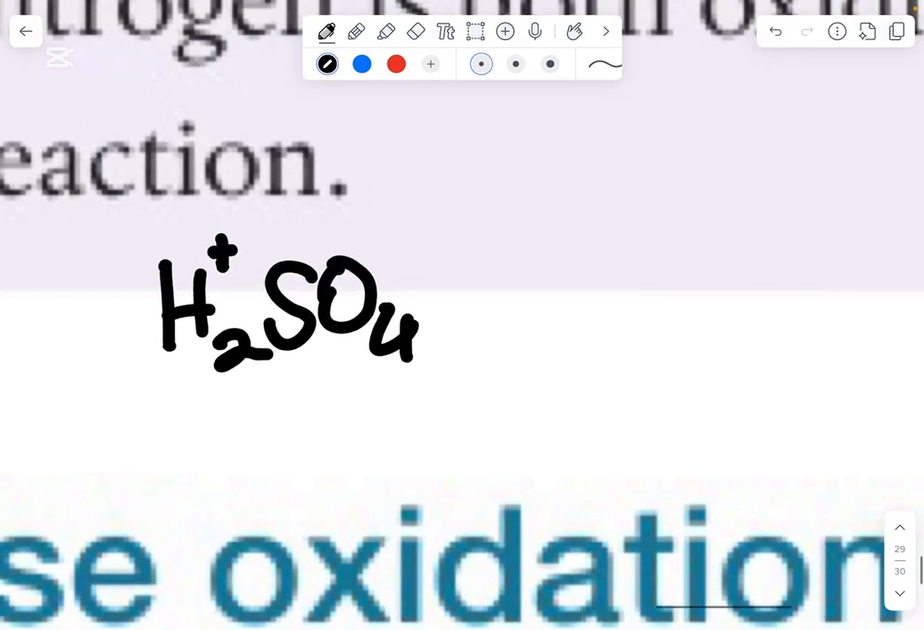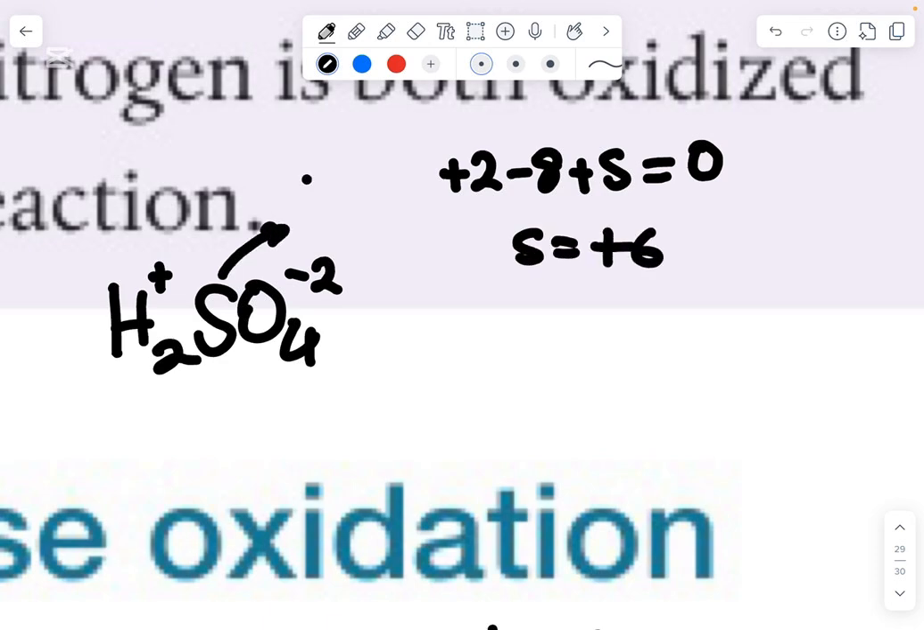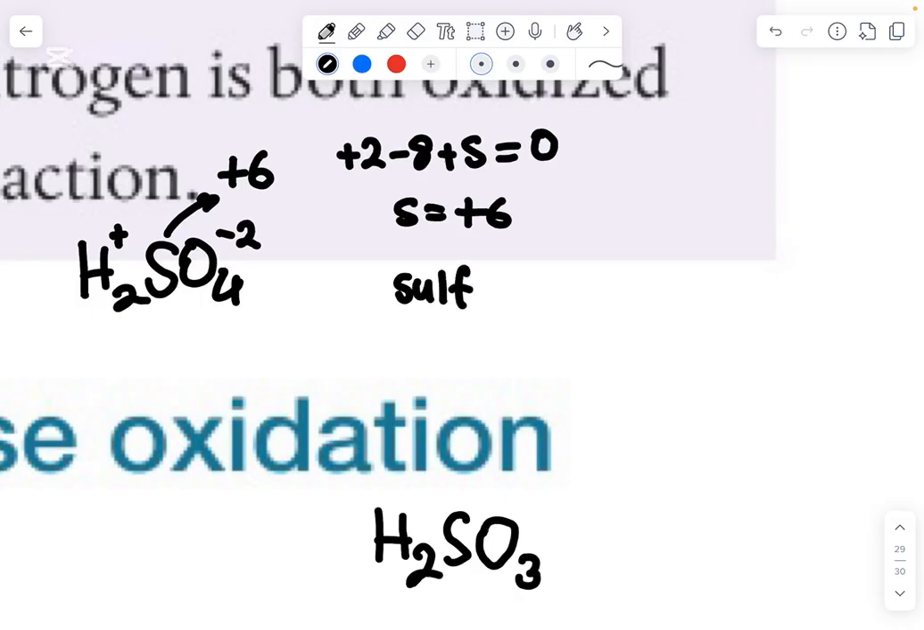H is going to be positive, so that's going to be +2. Oxygen is -2, so multiply that by 4 and you get -8. Plus sulfur is going to equal 0, and sulfur is going to be +6. So we're going to call that sulfuric(VI) acid, with 6 in Roman numerals.